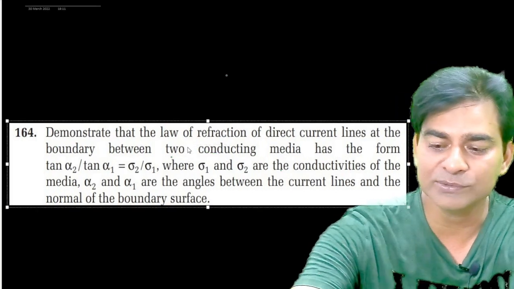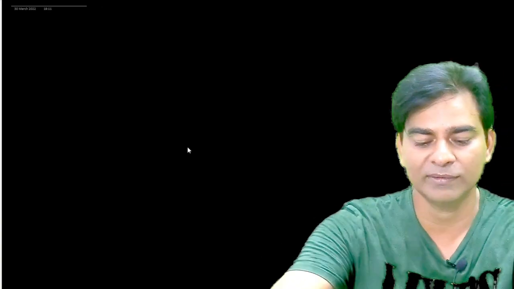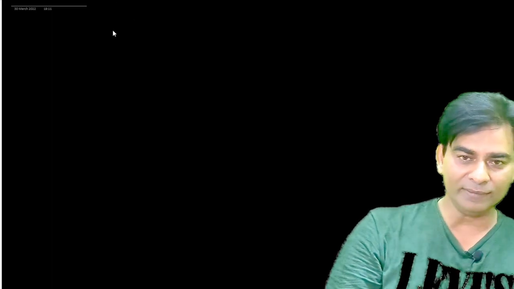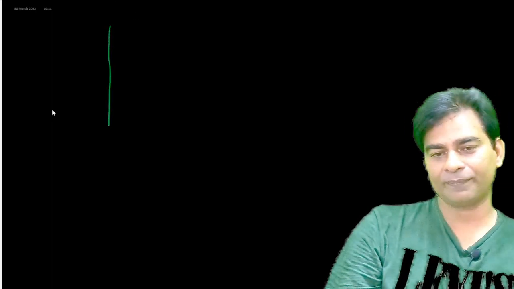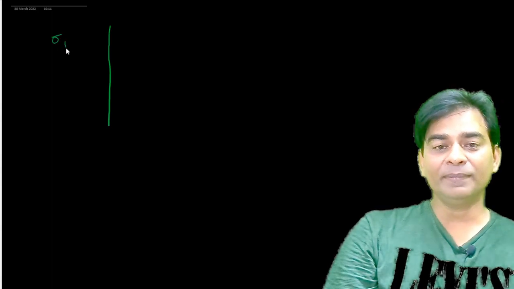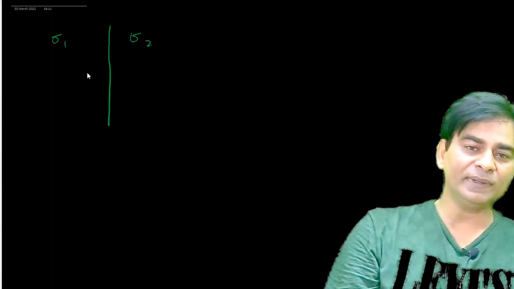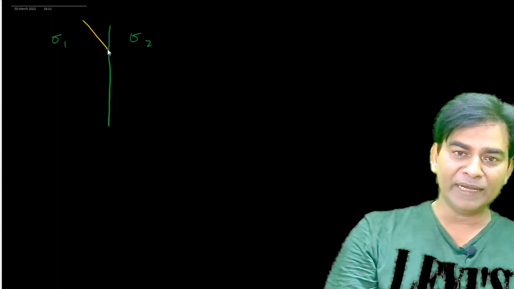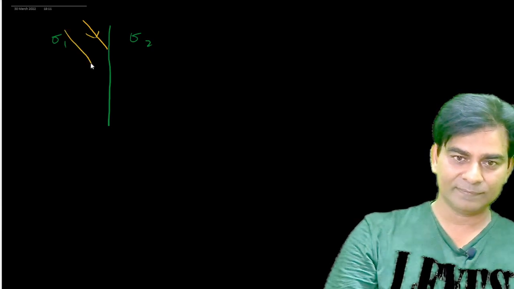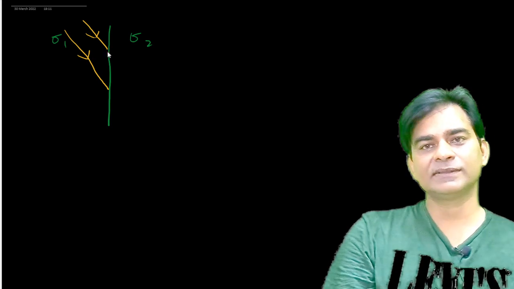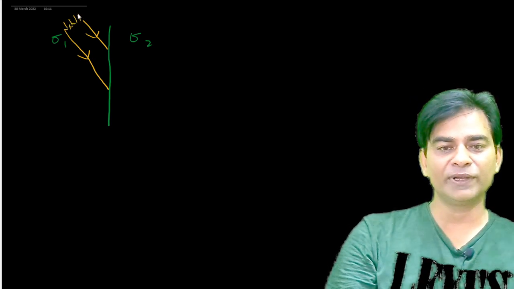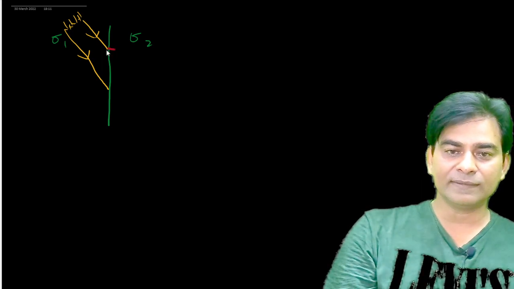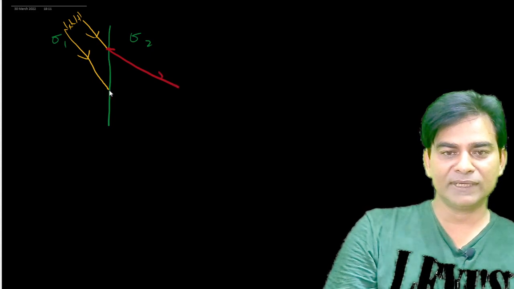So now I remove this question so we get some space to solve it. There is a boundary, let's say this is the boundary. Left medium has a conductivity sigma 1 and right medium has a conductivity sigma 2. Current is coming like this. In this region a current is flowing. When this current enters the other region, it deviates and flows like this.